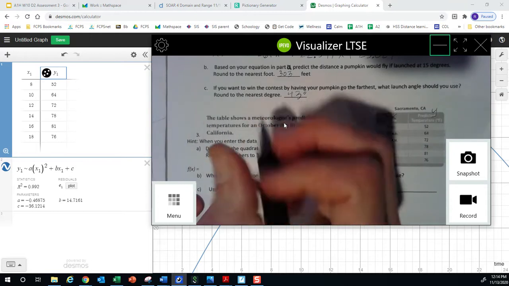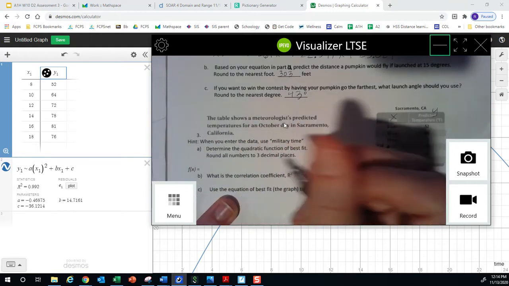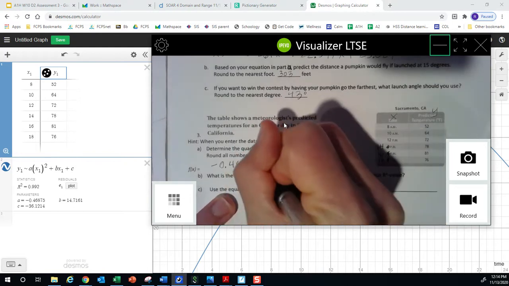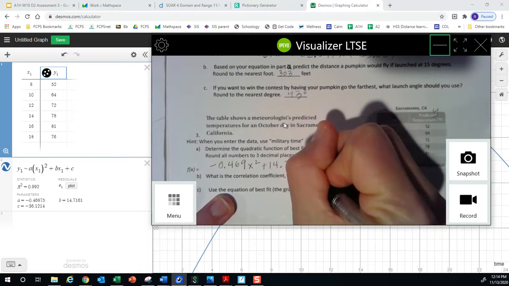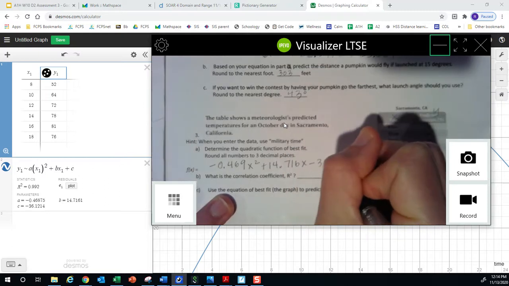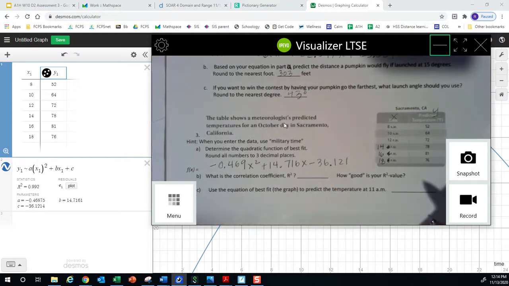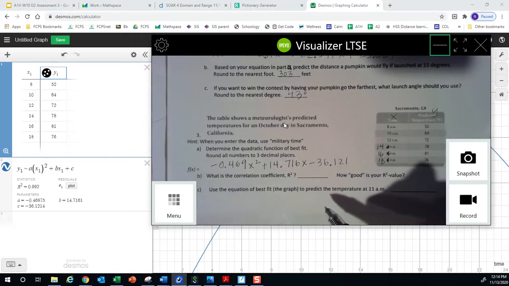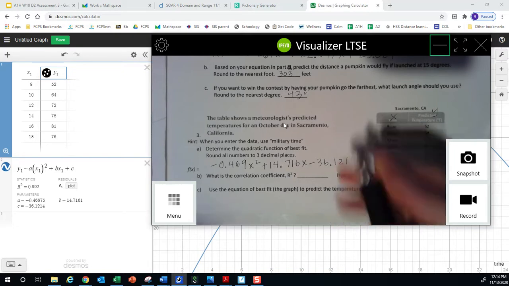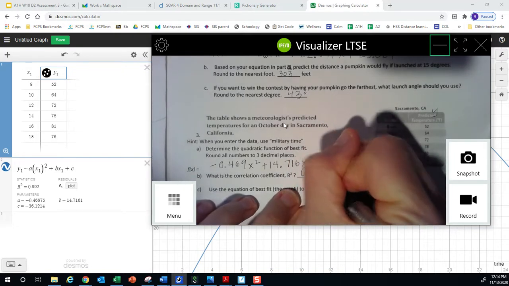My equation is negative 0.469 x squared plus 14.716x minus 36.121. I'm rounding all those. Next question, what's r squared? So look at your information. R squared value is 0.992.